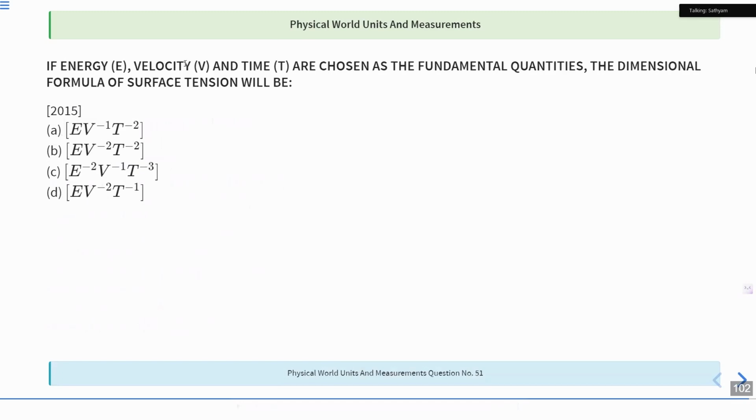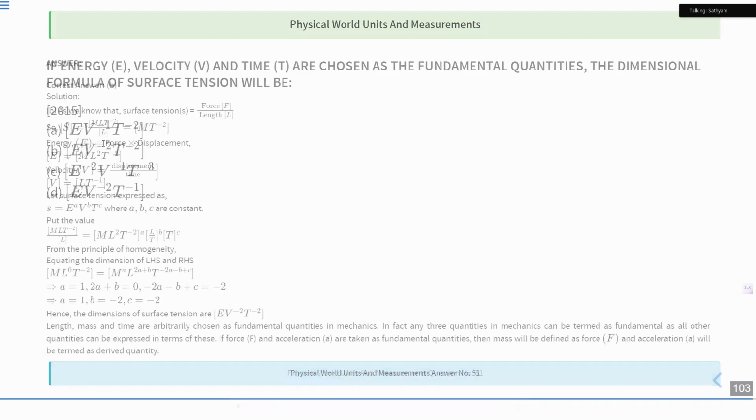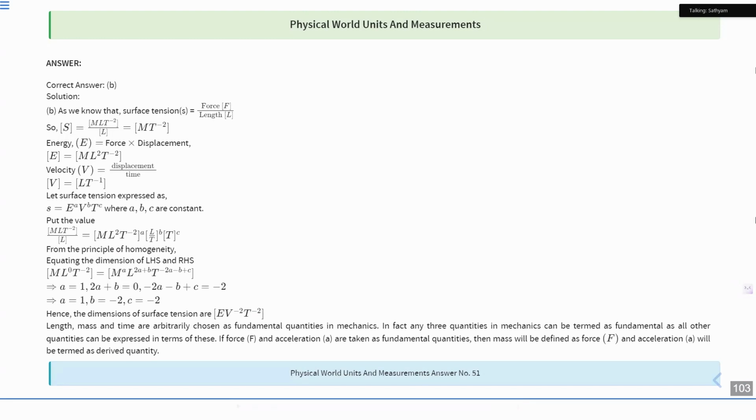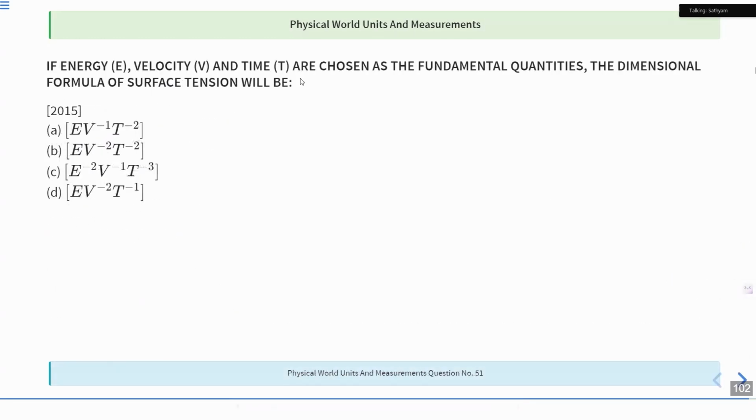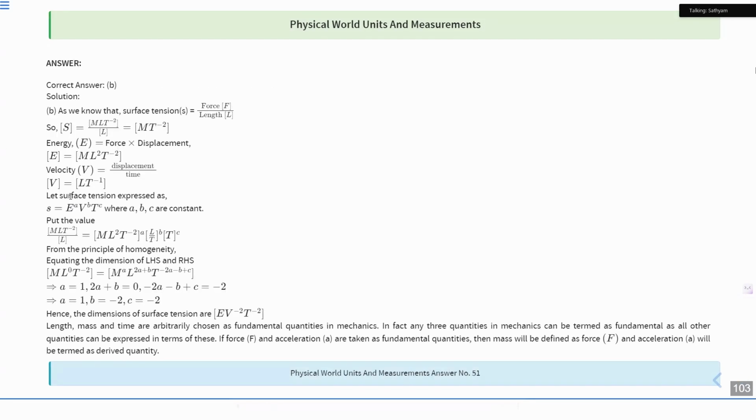Now, if energy E and velocity V are chosen as fundamental quantities, again, this is the same repetitive question. We have done this, I think, 5 to 10 questions before, right? The same explanation is given. Just make sure you do this thing. Energy, velocity, and time. This time they have given surface tension. Last time they had given, I think, acceleration. So these are 51 questions which we basically have done. This is the solution provided over here.